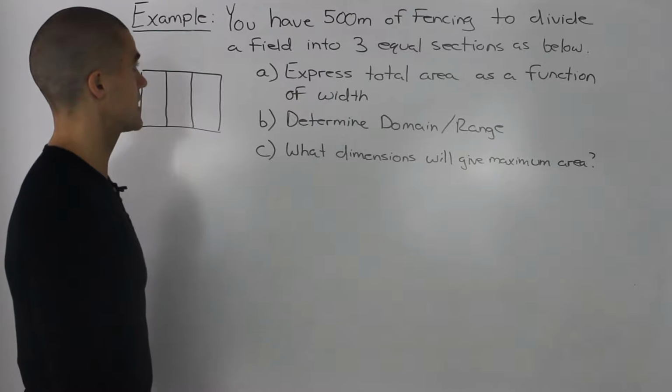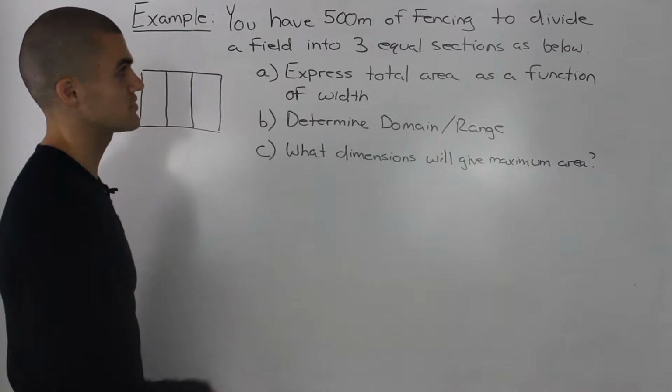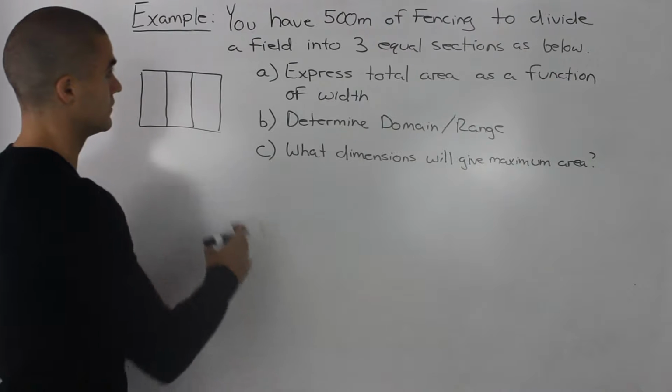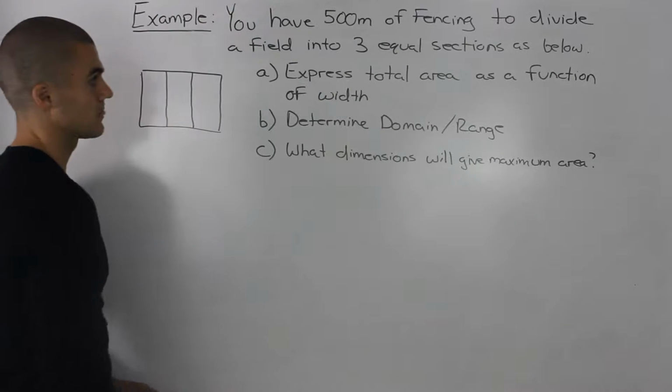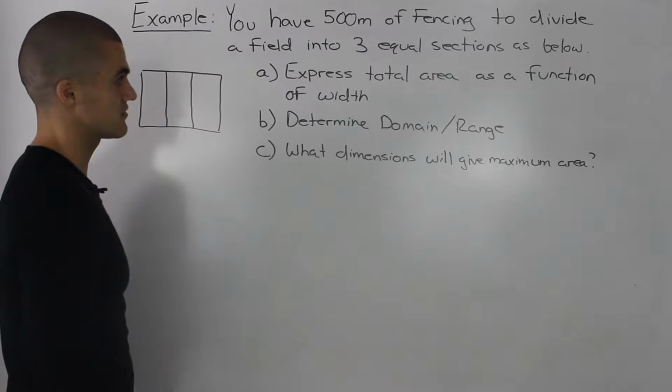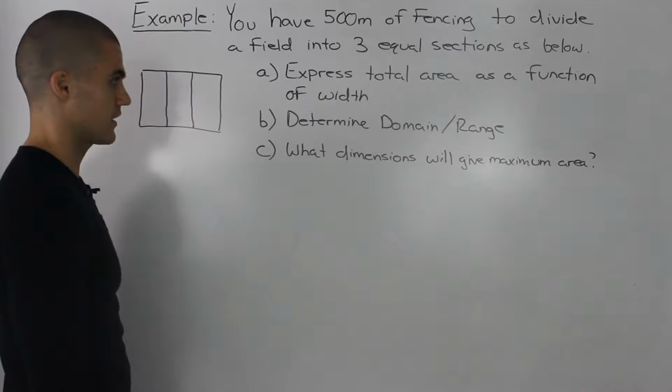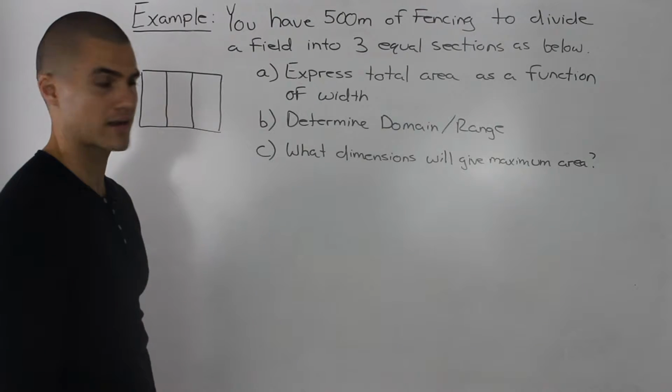Moving on to the next example, so you have 500 meters of fencing to divide a field into 3 equal sections as shown here. Express the total area as a function of width, determine the domain and range, and then what dimensions will give a maximum area.